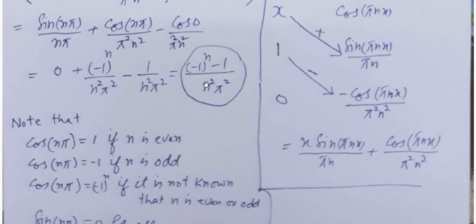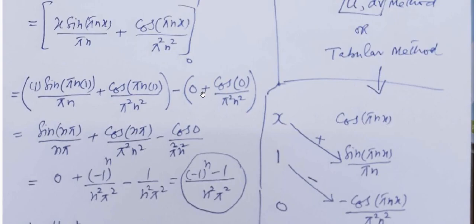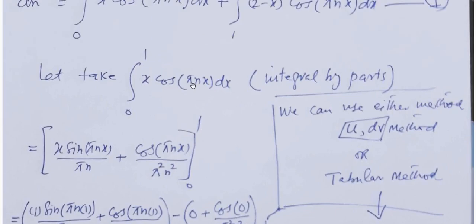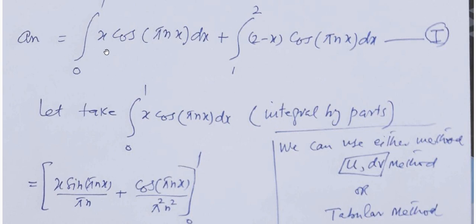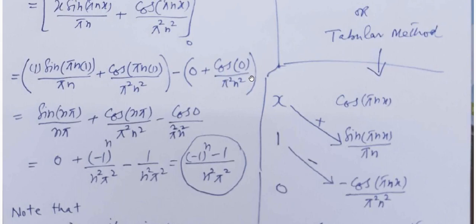Now if you combine this, because the n square pi square denominator is the same, we can write minus 1 power n minus 1 over n square pi square. So this is the value of the first integral. Now we have solved only this integral. Now we have to solve also the second integral.